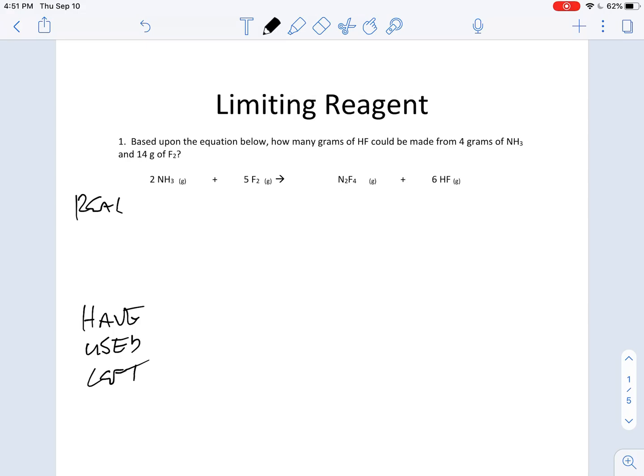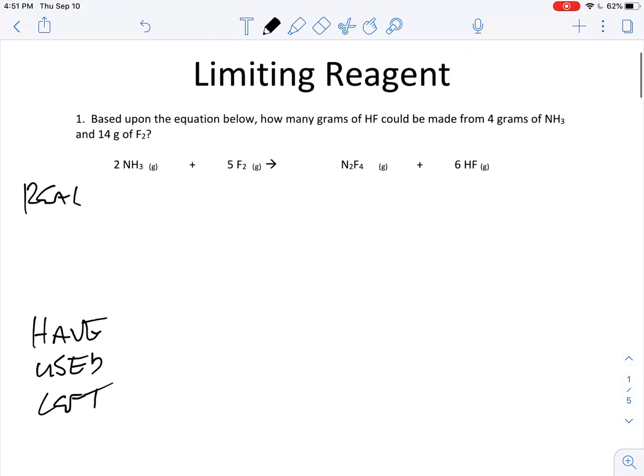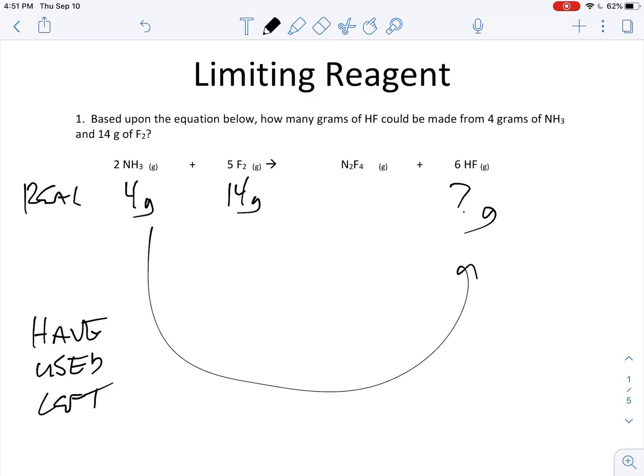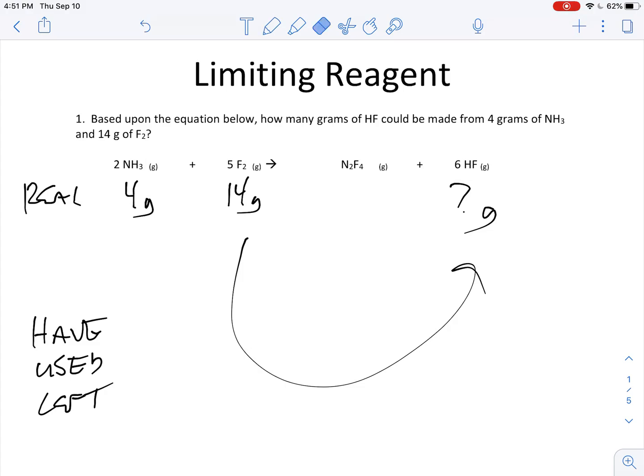So, first of all, let's see what they told us here. It says, how many grams of HF can be made? So what do they want? They want to know grams in the real world here. And what did they give us? They gave us 4 grams here, and they gave us 14 grams here. Well, which one of those do I use? Do I use the 4 grams and work my way over? Or do I use the 14 grams and work my way over?